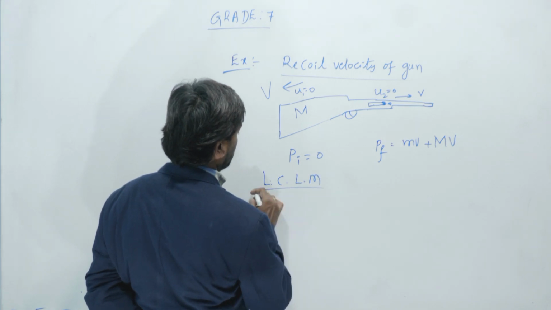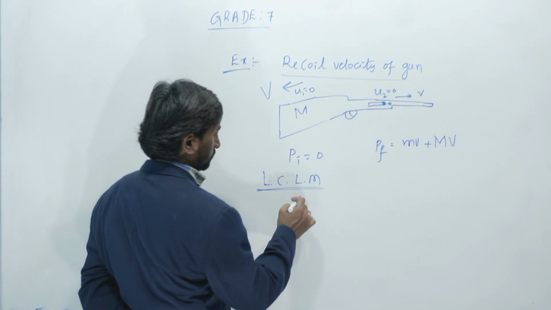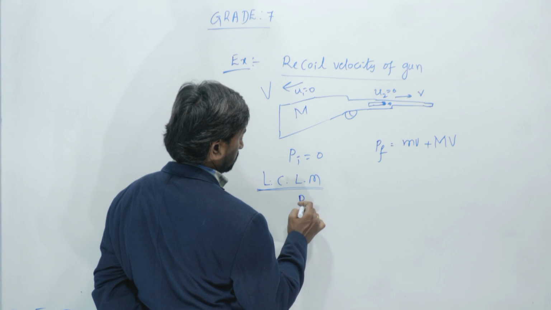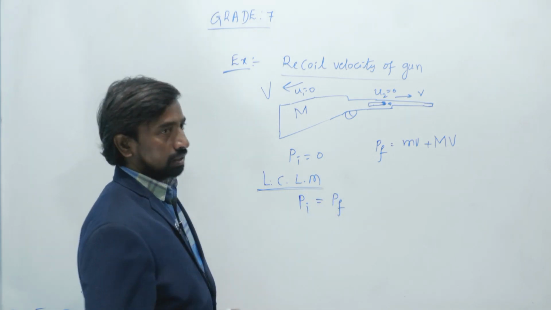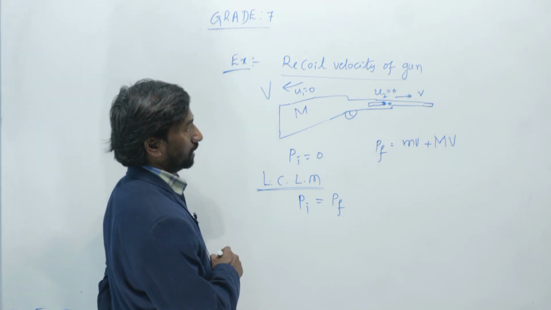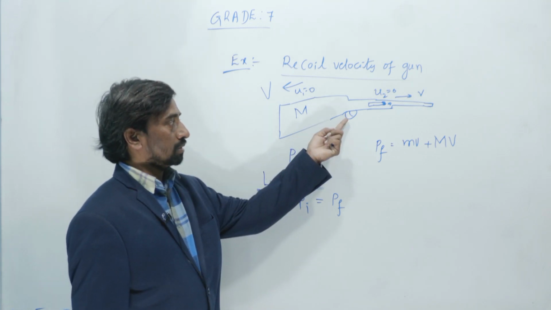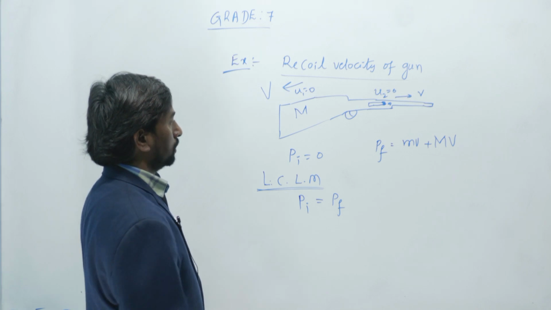Sorry, law of conservation of linear momentum. The total momentum before and after action is equal. That is, initial momentum is equal to final momentum, or the change in total momentum will be 0 for an isolated object where there is no external force acting. So when a gun is fired, only an internal force is present. So no external force.